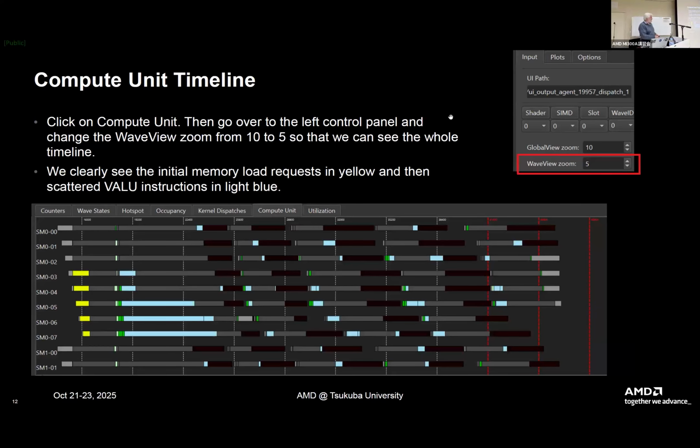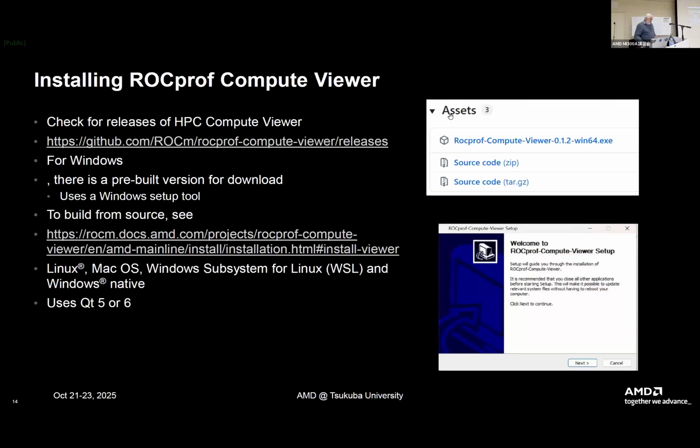Now we're seeing it by compute unit, and this is sort of interesting. You see bursts of activity here. We see this initial wait on memory, and then we see bursts of activity. And the GPU is so fast that it finishes its work and is looking for more work to do. So Rocprof Compute Viewer, you can basically download and use a Windows installer for that.